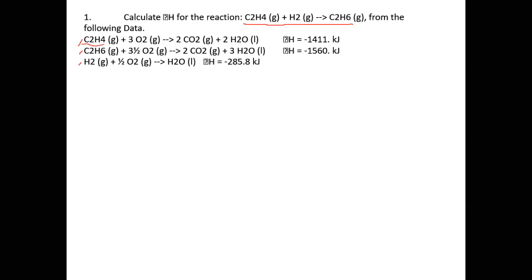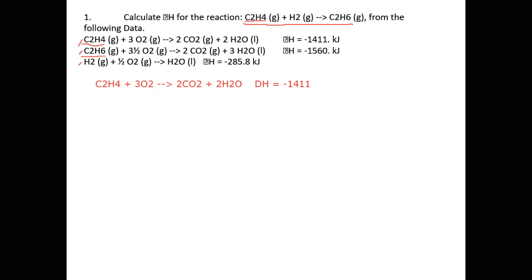Now notice here, C2H4 is a reactant, and in the equation we want, C2H4 is a product. So that equation we don't have to flip. C2H4 plus 3O2, oops, excuse me, plus 3O2 yields 2CO2 plus 2H2O. Delta H is negative 1411. That one's good.